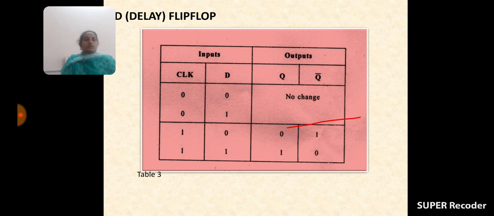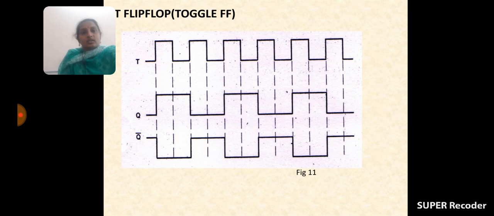If D is equal to 1, we are getting Q is equal to 1. But in T flip-flop, if T is equal to 0, we are getting Q is equal to 1. If T is equal to 1, we are getting Q is equal to 0. Here the output is toggled, changed from 1 to 0 and 0 to 1. So that's why this flip-flop is called the toggle flip-flop.